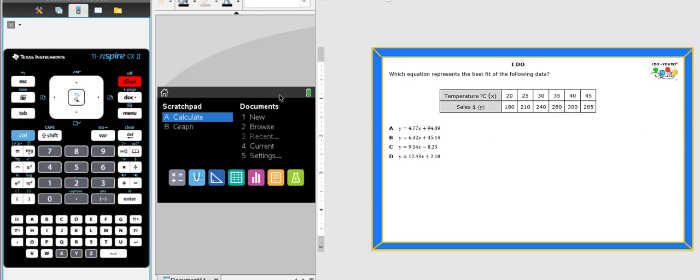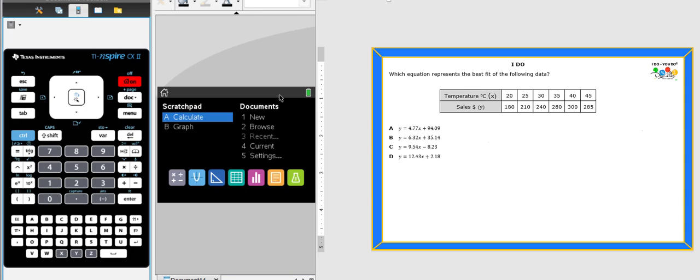Hello students, let's read the problem. It says, which equation represents the best fit of the following data? We have a table given to us, and we have answer choices that look very much like y equals mx plus b, the slope-intercept form. The only difference is that I see a bunch of decimals.